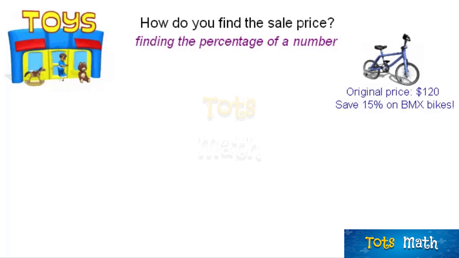How do you find the sale price? Well, let's say you want to buy a bicycle, and that bicycle usually costs $120. But today the store is having a sale, and you can save 15% off the original price. How much will you actually pay for the bicycle?